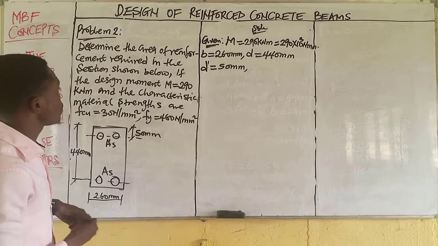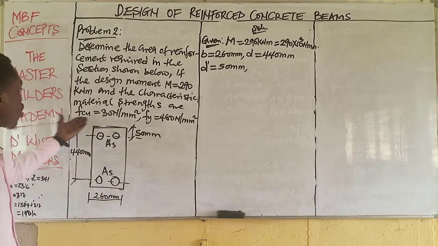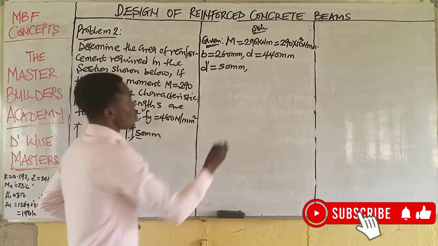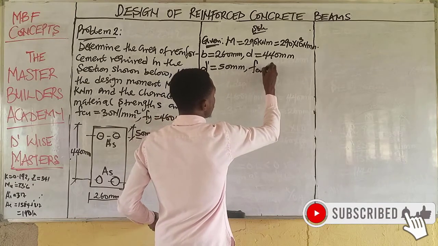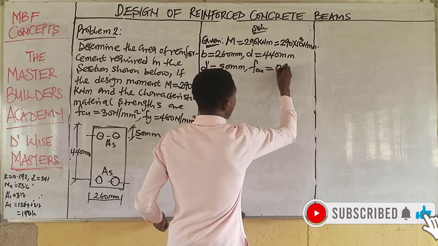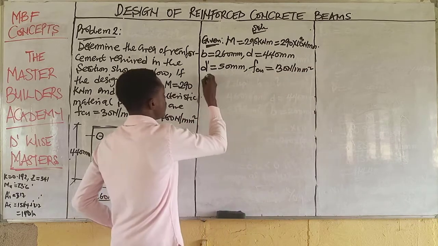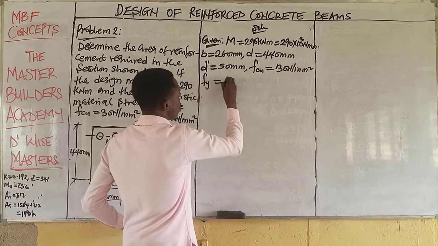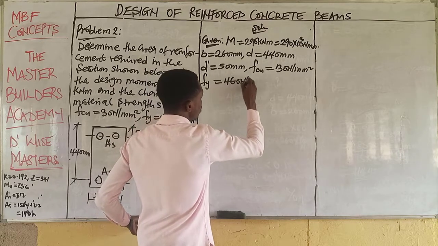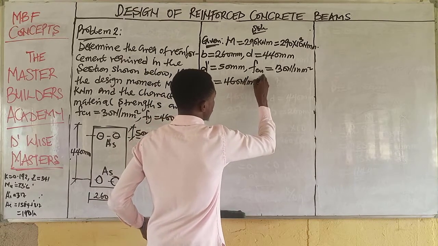Then another thing that is given here is the strength of steel and that of concrete. So fcu is equal to 30 newton per millimeter squared, and fy is equal to 460 newton per millimeter squared.